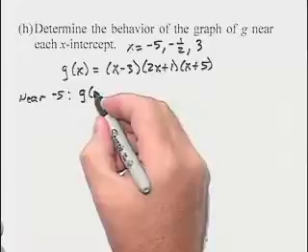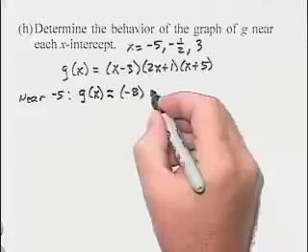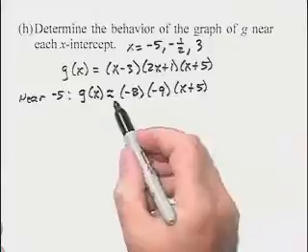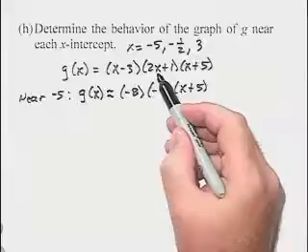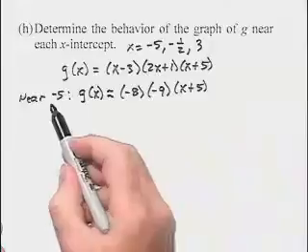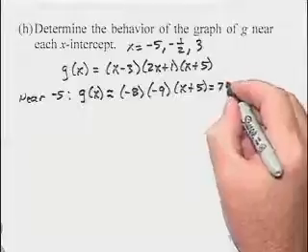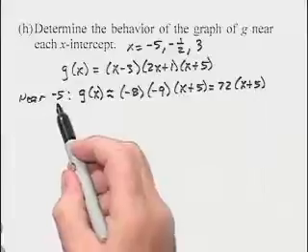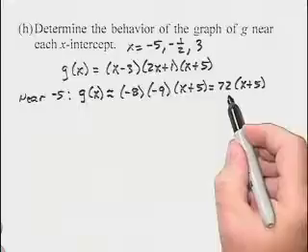So near -5, g of x is approximately -8 times -9 times (x + 5). So if we put in -5 for x, -5 minus 3 is -8. 2 times -5 is -10, plus 1 gives us the -9. Again, we're not using the x + 5 factor because we're looking at what happens near -5. This is equal to 72 times (x + 5). So near -5, the graph of g will look like a line with slope 72.